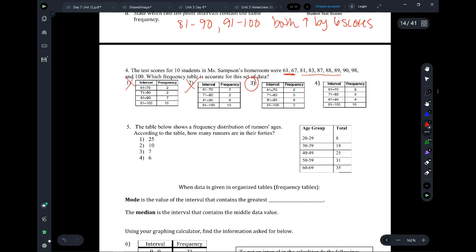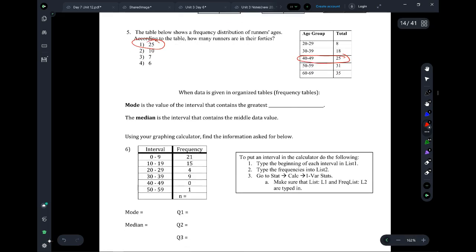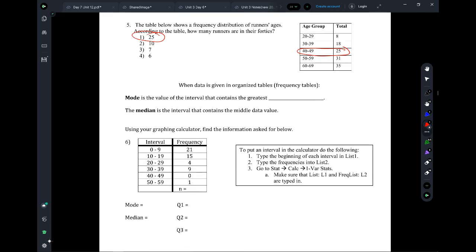Perfect. Number 5. The table below shows a frequency histogram. According to the table, how many runners are in their 40s? Pretty straightforward. Okay. Now, we kind of already said this. The mode is the interval that contains the greatest frequency, whichever one has the most.